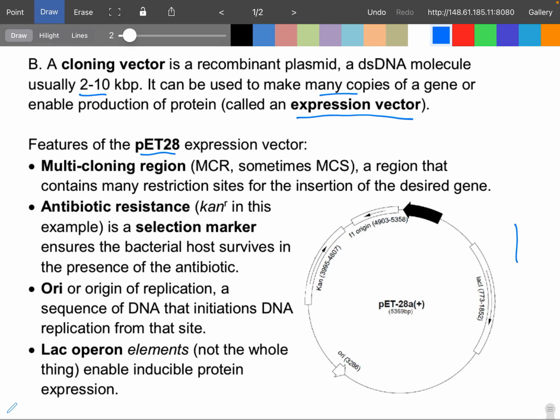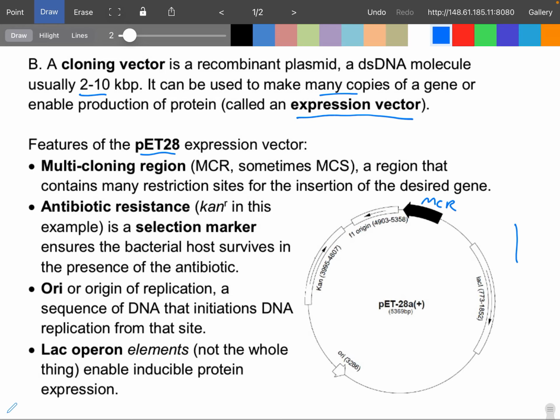The first of which is called the multiple cloning region, or the MCR. And that's actually kind of what we have right here. Sometimes called the MCS. This has a lot of restriction sites. We'll talk more about restriction enzymes in a little bit. And this enables us to insert the desired gene in that particular location.